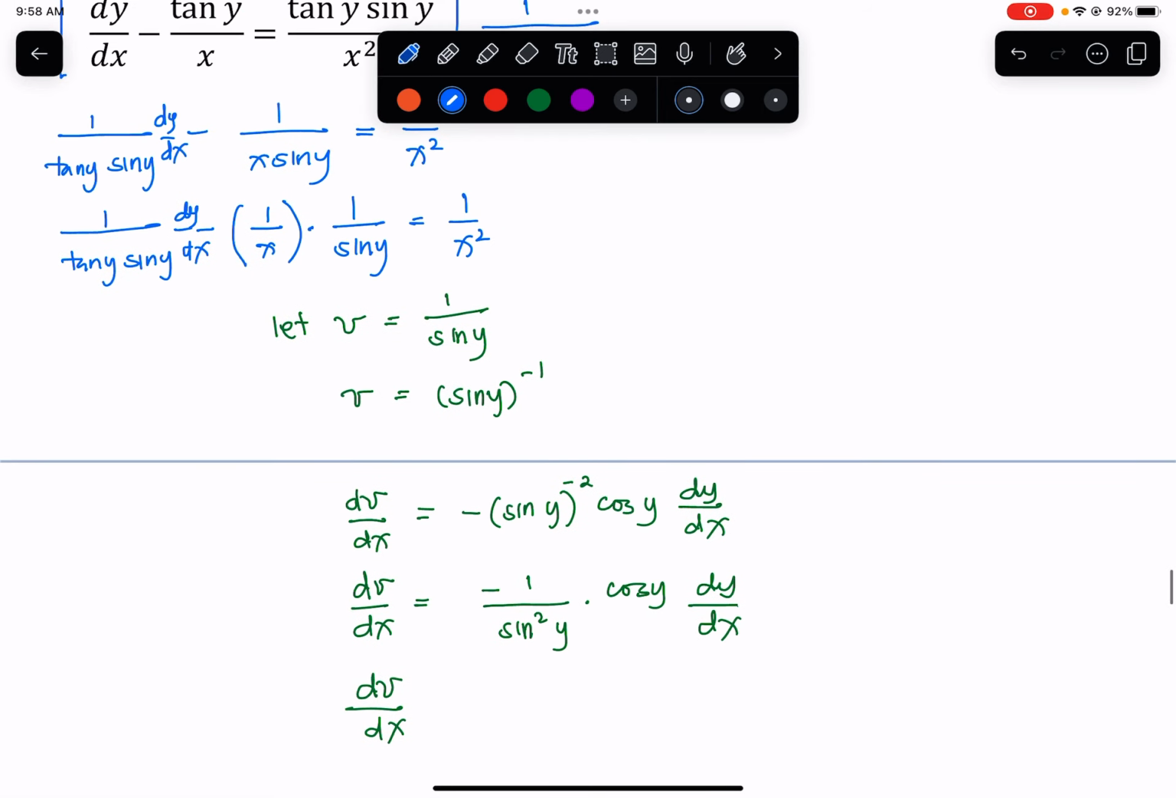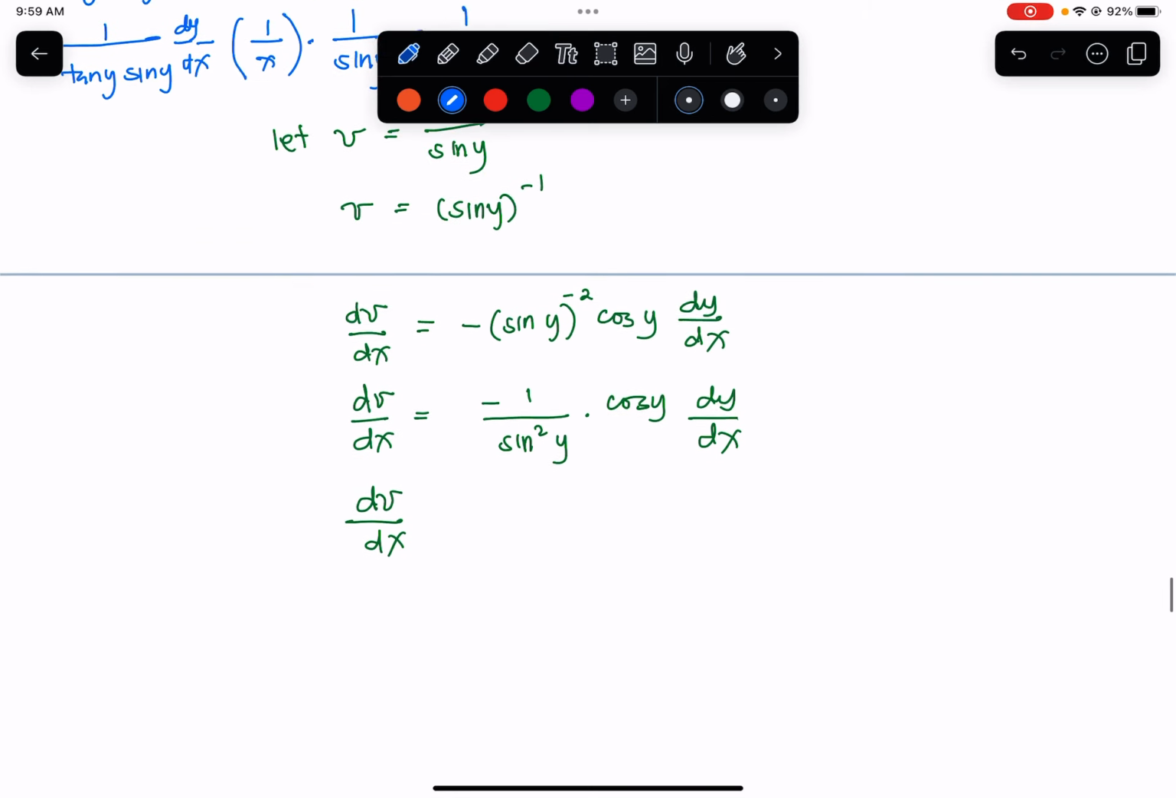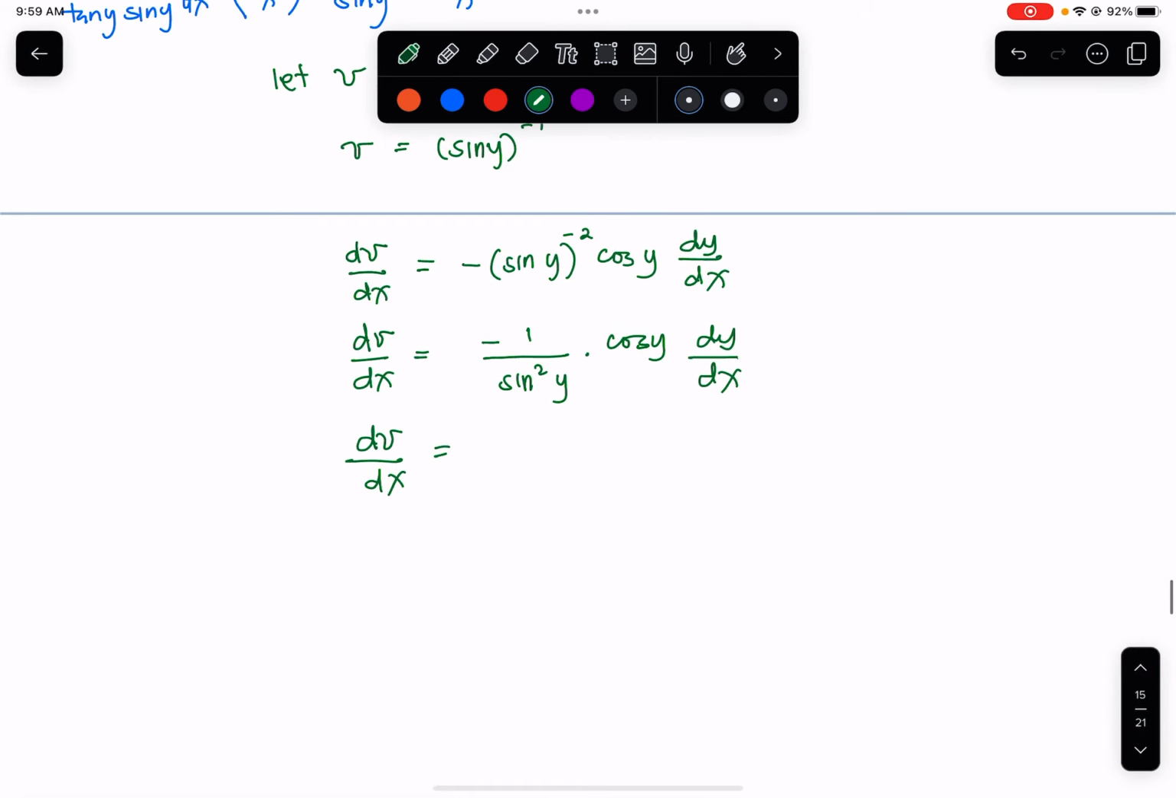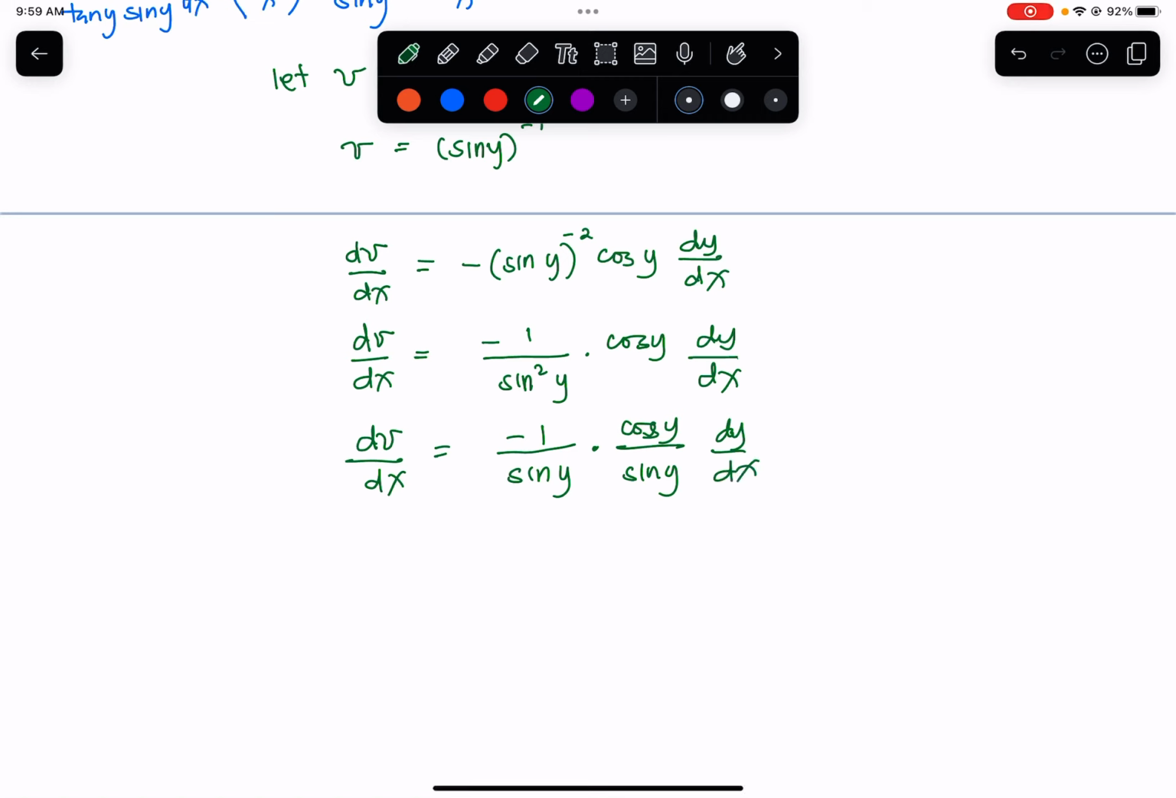Our objective is, of course, to get 1 over tangent y sine y dy over dx. So we need to remove that one. We can get that from the derivative of our assumption. So dv over dx will be equal to, I can make sine squared y as a product of 2 sine y, so sine y, then the other one would be here, dy over dx. So we can use some identities here.